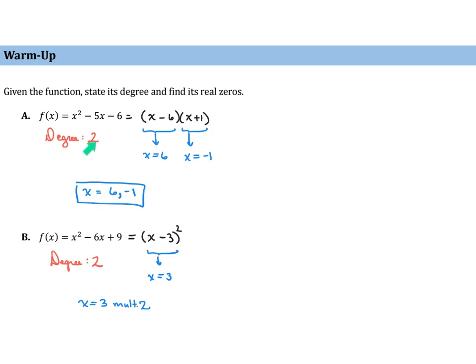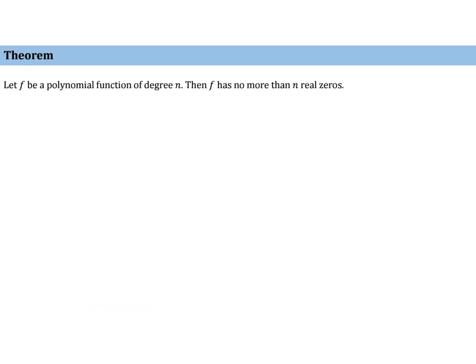So the degree is 2, and we had 1 zero, but if we count the multiplicity, we had 2. They just weren't distinct. So whenever finding real zeros of a function that's a polynomial of degree n, we know that our search is limited to no more than n real zeros. So if we have a polynomial of degree 7, we will never have more than 7 real zeros.